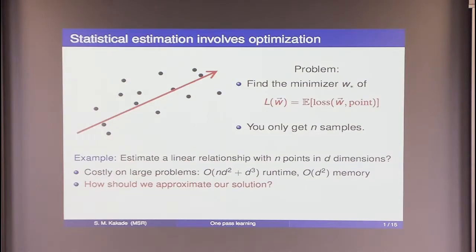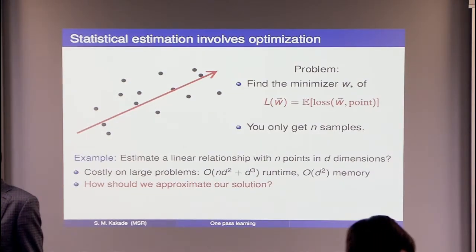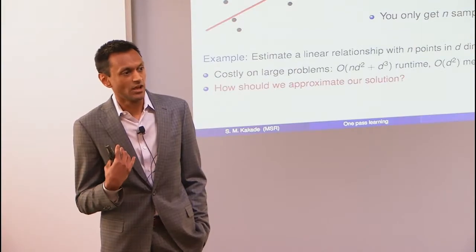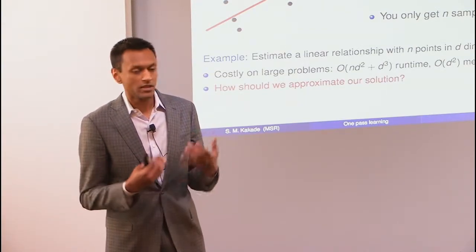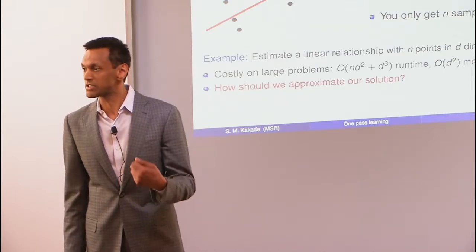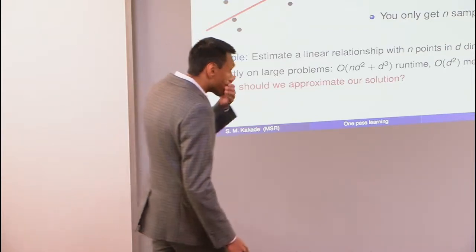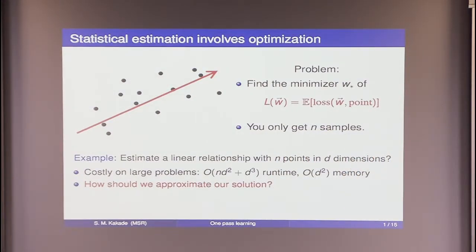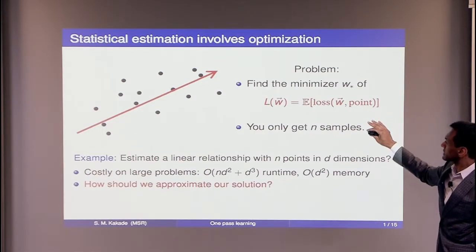So many of the problems we face in statistical estimation are essentially optimization problems. And they're noisy optimization problems because we're typically trying to estimate the minima of some function where we only have noisy access to the function. So consider the problem of linear regression.